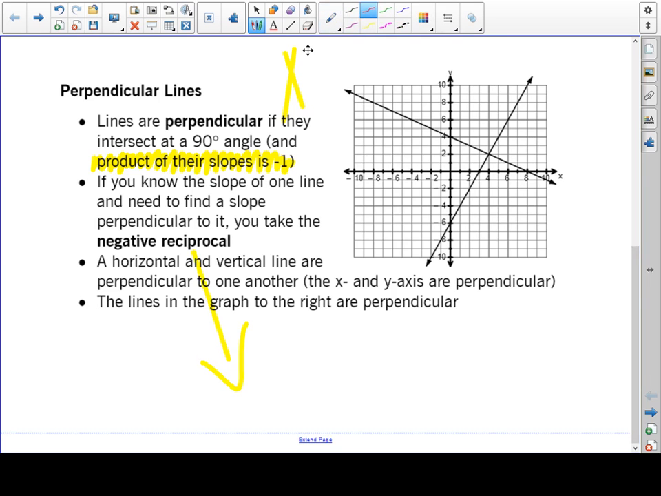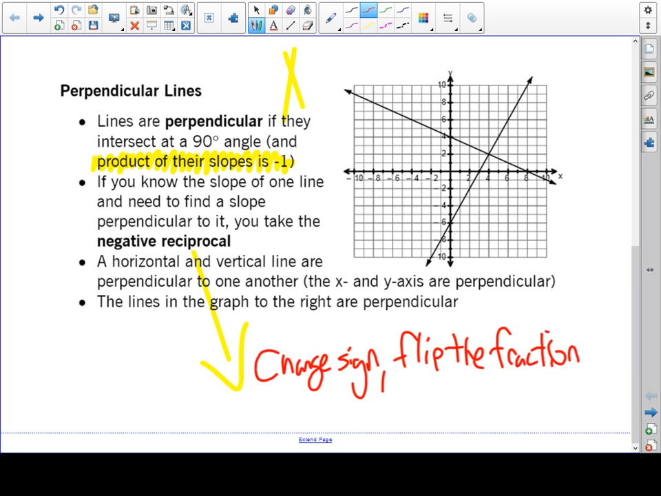Well, the negative reciprocal means change the sign, flip the fraction. We all know what reciprocal means, or should remember what reciprocal means, because it's the idea when we divide fractions. When we divide fractions, we change the sign to multiply, and we flip the second fraction upside down. So really, it's the same idea, except we're changing the sign as well.